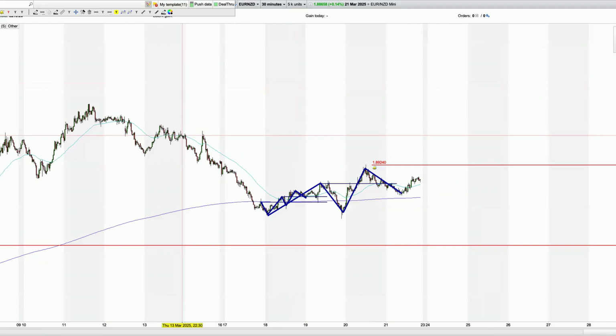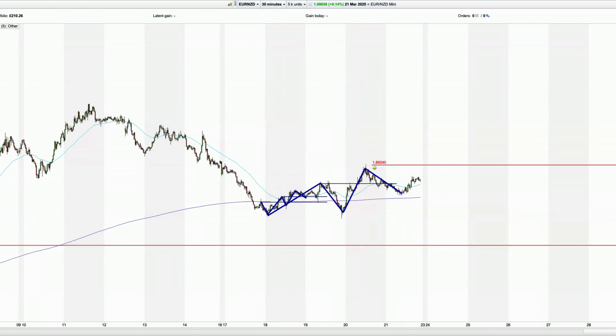So what I see here is a nice structure, a W structure. We've got high, high, high, low, low, high, high, high, low. And I'm anticipating the third. That's a really nice setup.